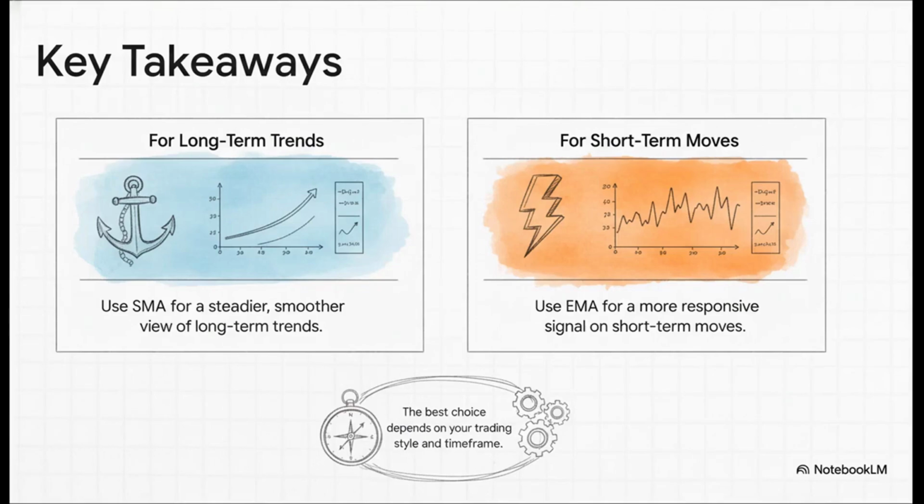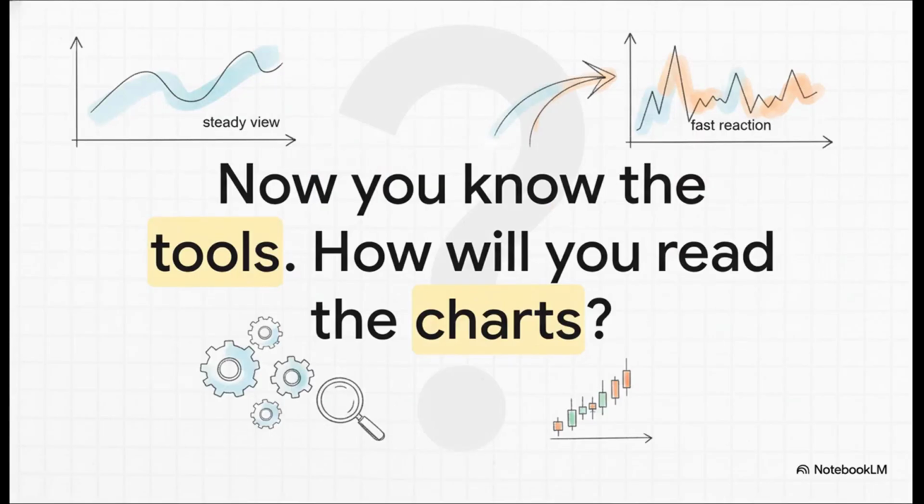So, to sum it all up, want a steady, smooth view of a long-term trend? Use the SMA. Need a faster signal to catch quick moves? The EMA is what you're looking for. The bottom line is that the best choice really, truly depends on your personal trading style and what you're trying to accomplish. So there you have it. You know the tools now. You know how to cut through the noise and spot the trend. You know the difference between slow and steady versus fast and reactive. So the real question is, how are you going to use them to read the charts?